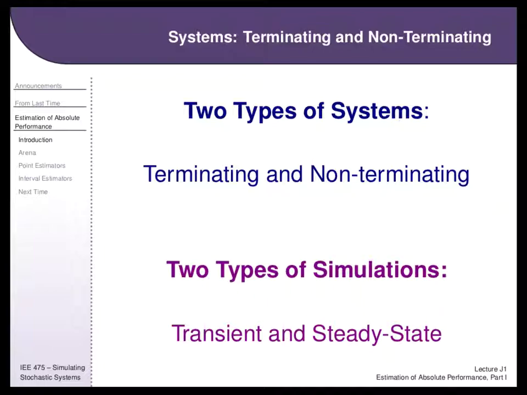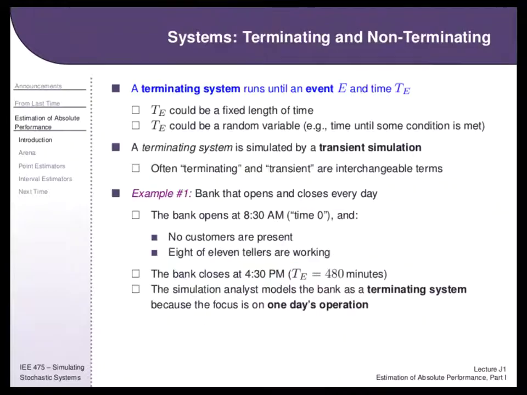So the two types of sims that you work with are terminating and non-terminating. Those are two types of systems, and we simulate them with transient and steady state. I'm okay with you equating these two, terminating and transient, and non-terminating and steady state, and swapping one for the other. Formally, a non-terminating system is simulated by a steady state simulation. Let's see what I mean by that.